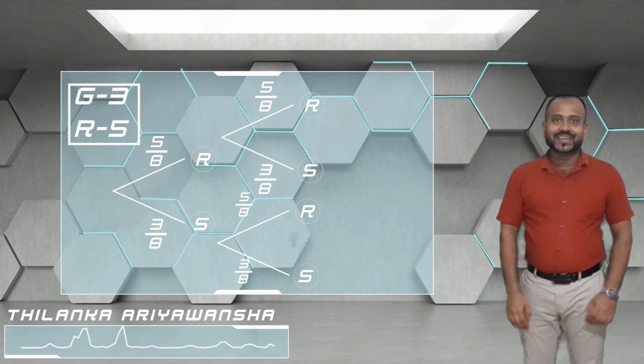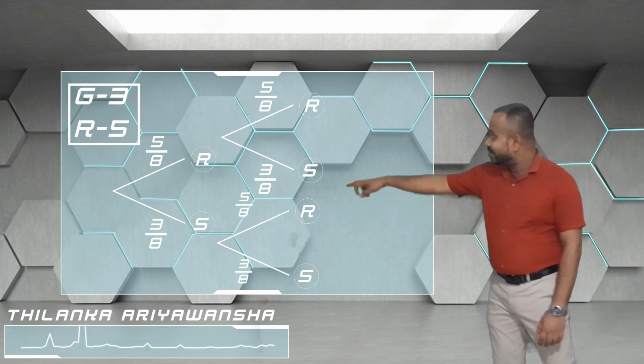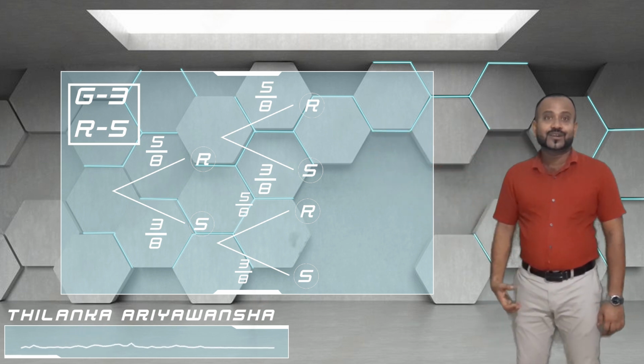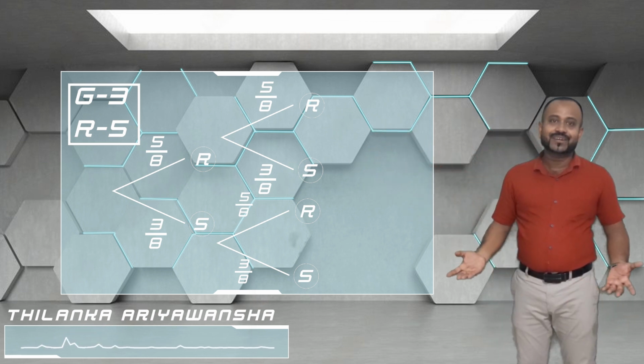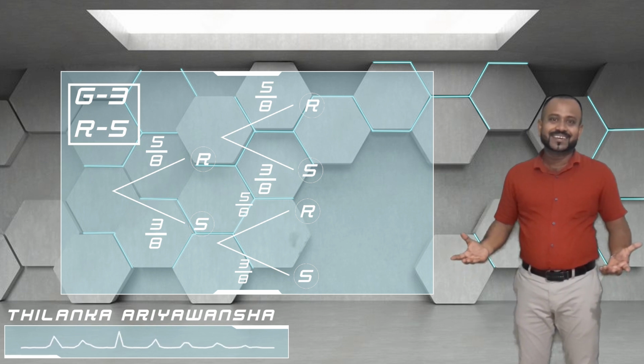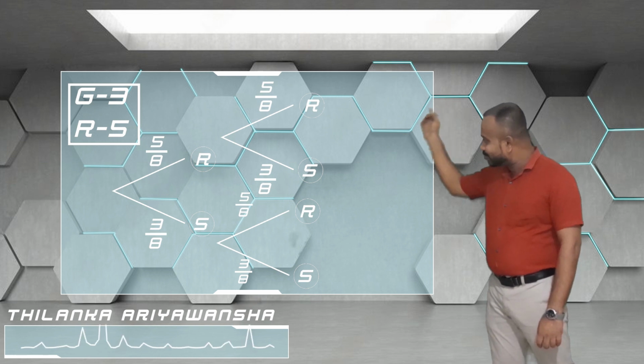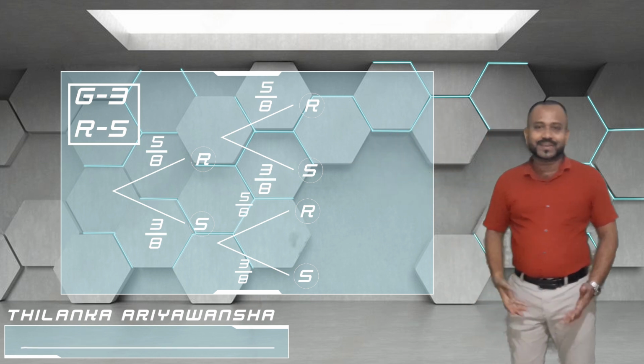Now some children I have seen, they are thinking that after coming here, if they see another red one, they try to jump to another one. Then what will happen? You can't jump like that. You have to go along the same branch and you have to come back to the same place.